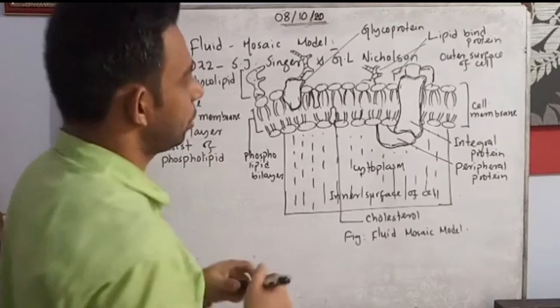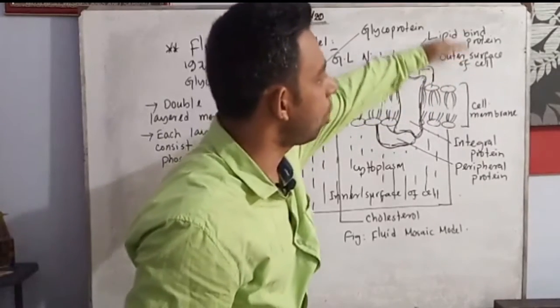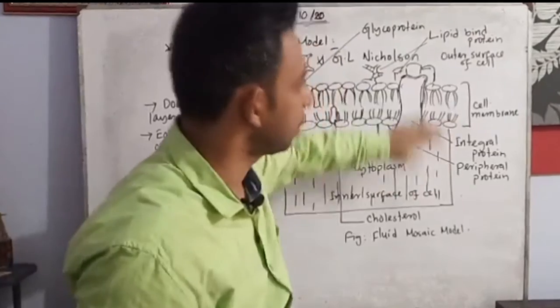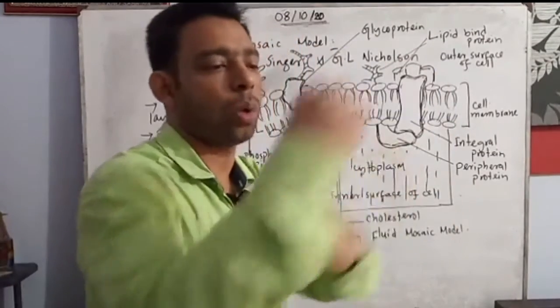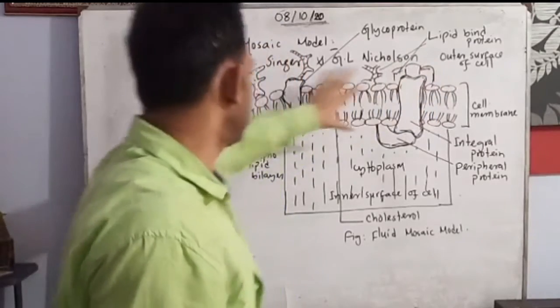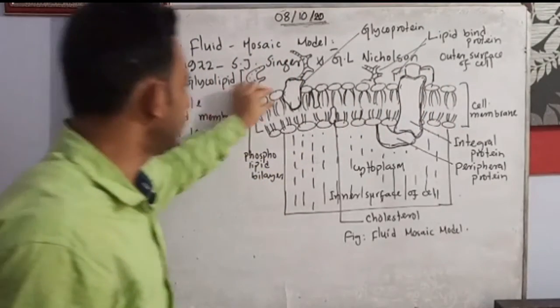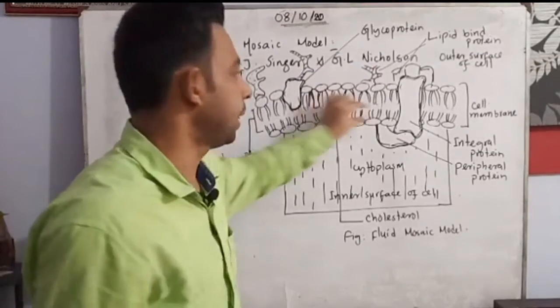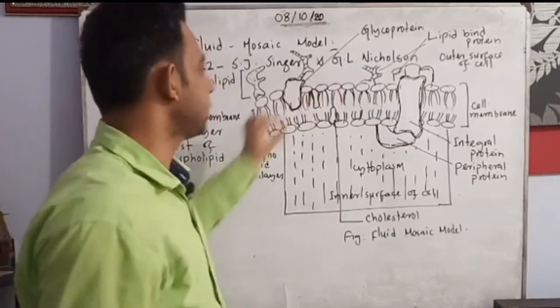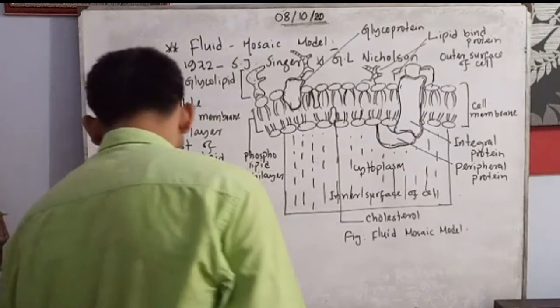This is the part of the cell membrane, and this is the outer surface of the cell, and this is the inner surface. So this layer is actually a phospholipid bilayer. That means this one is the first layer, this one is the second layer, and the first layer and second layer consist of phospholipid. Very important points.